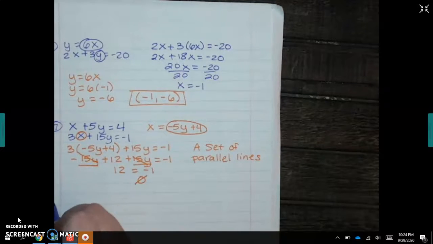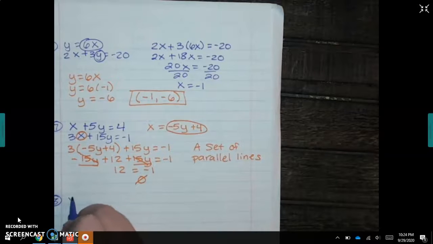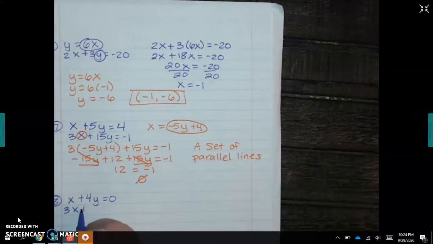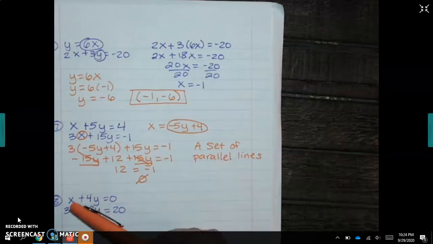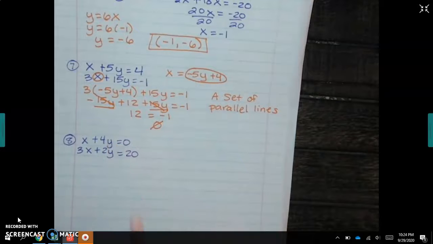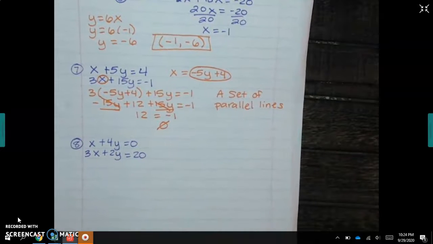Alright, let's look at example number 8. You have x plus 4y equals 0, and 3x plus 2y equals 20. Again, you need to solve one of these equations for a variable. I would suggest that you solve the first equation for x, because the way you would solve for it is by simply moving the 4y to the other side of the equation.